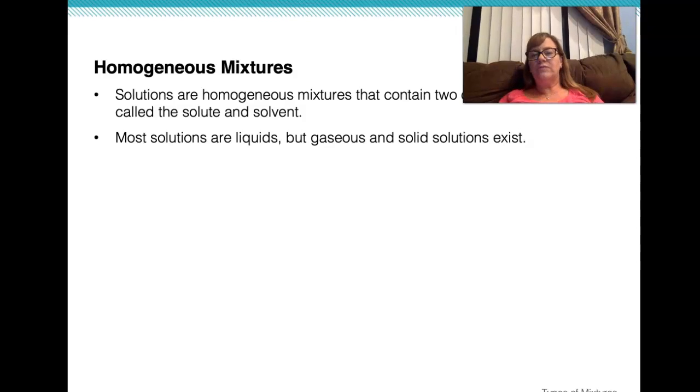All right, the only homogeneous mixture, and you already know a special name for that, is a solution. A solution has the smallest particles, right? And it always has something called a solute and a solvent. And we're going to talk about that a little bit.